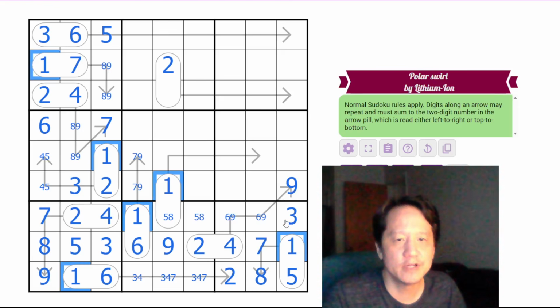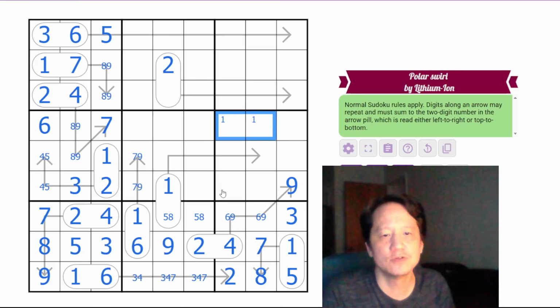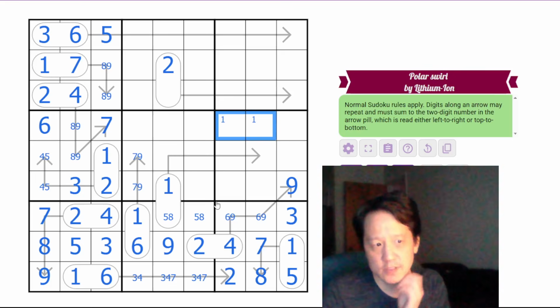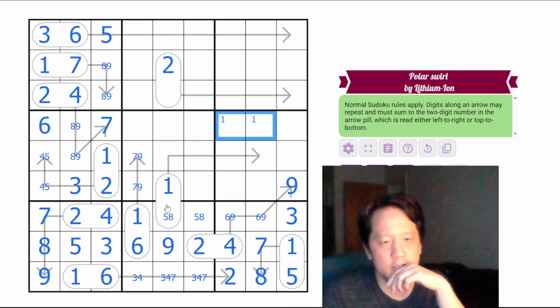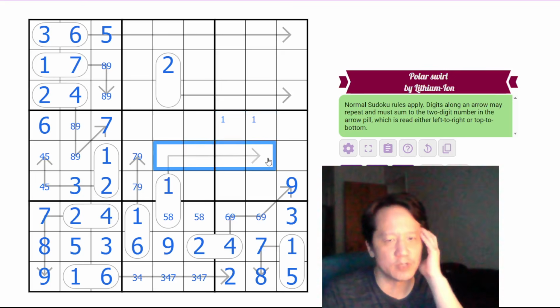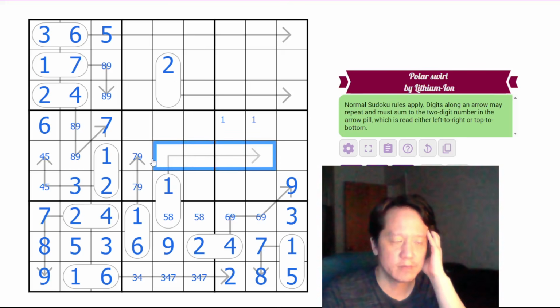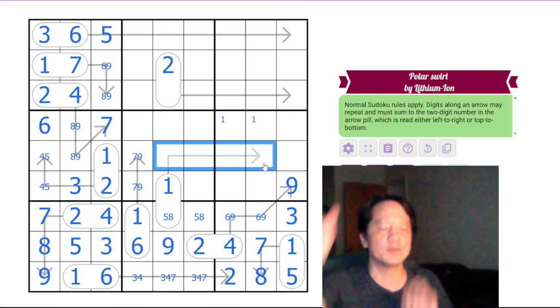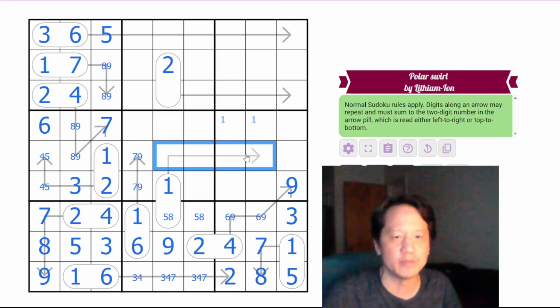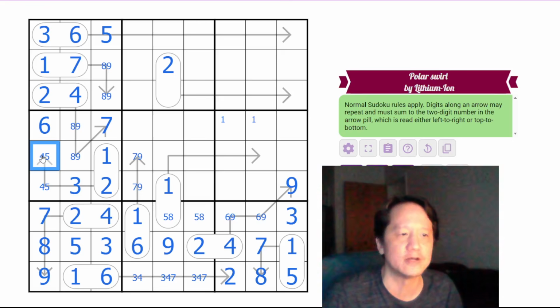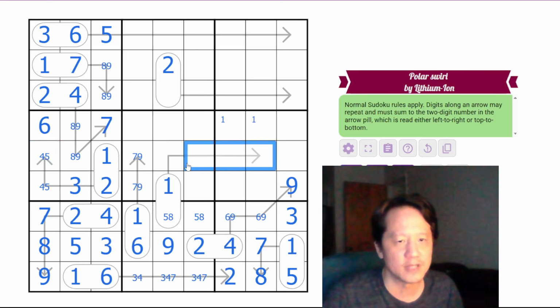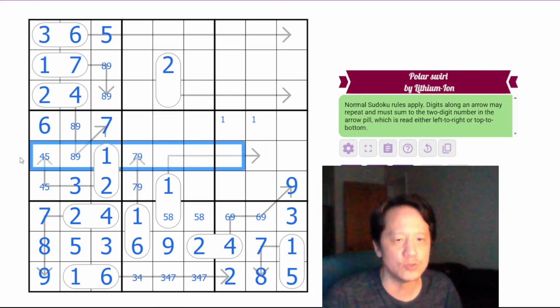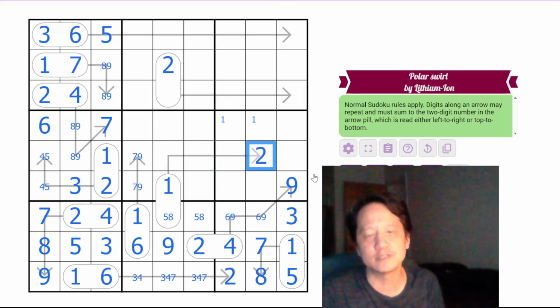Where are the ones? 1 has to be one of these two. Where is there a guaranteed 2 on this line? It cannot have a 1. If we try to have no 2, it would have to be 3, 4, 6, 7, because it cannot be 3, 4, 5, 6, because that would eliminate all possibilities for that cell there. And 3, 4, 6, 7 adds up to 20, so that's not going to work. So we have to have a 2 on this arrow, which means 2 must be there.